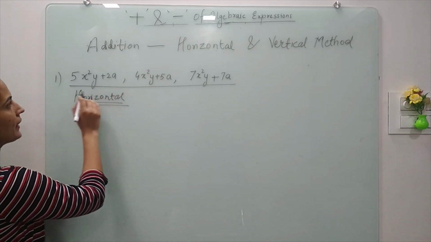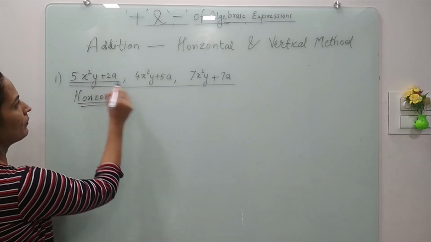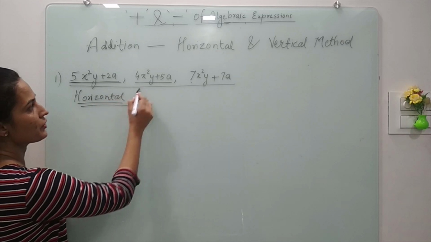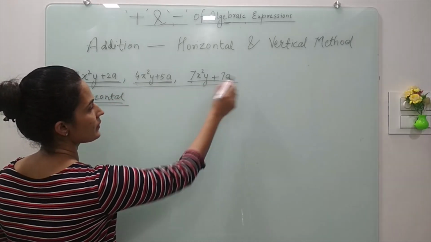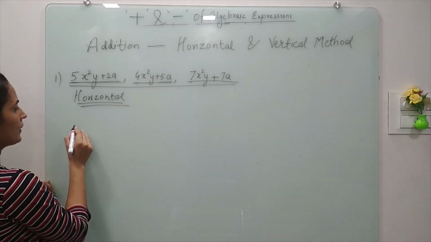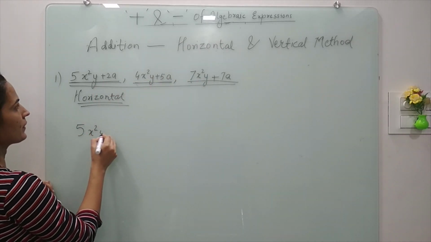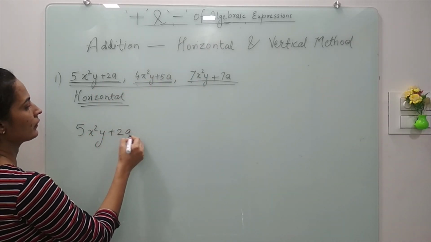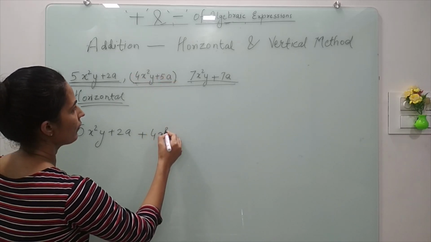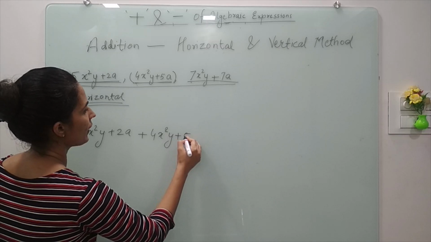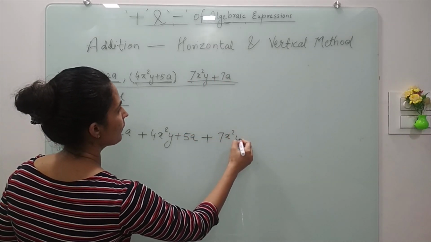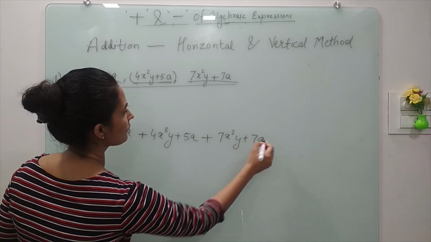Now I have to add these three terms. This is my first algebraic expression, this is the second algebraic expression, and this is the third algebraic expression. So how do I add these three? This is simply 5x square y plus 2a. Then add this 4x square y plus 5a. Then add this 7x square y plus 7a.